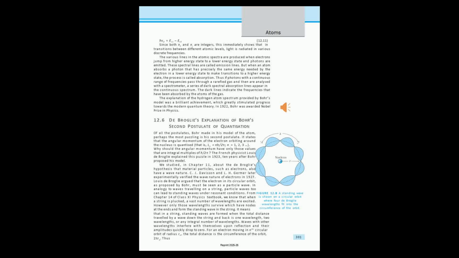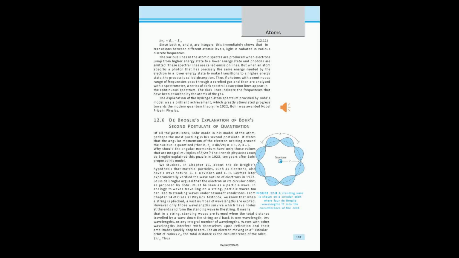But when an atom absorbs a photon that has precisely the same energy needed by the electron in a lower energy state to make transitions to a higher energy state, the process is called absorption. Thus if photons with a continuous range of frequencies pass through a rarefied gas and then are analyzed with a spectrometer, a series of dark spectral absorption lines appear in the continuous spectrum. The dark lines indicate the frequencies that have been absorbed by the atoms of the gas.